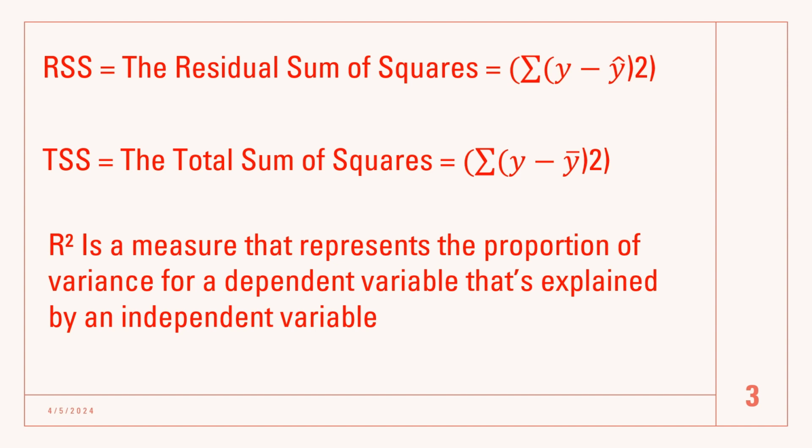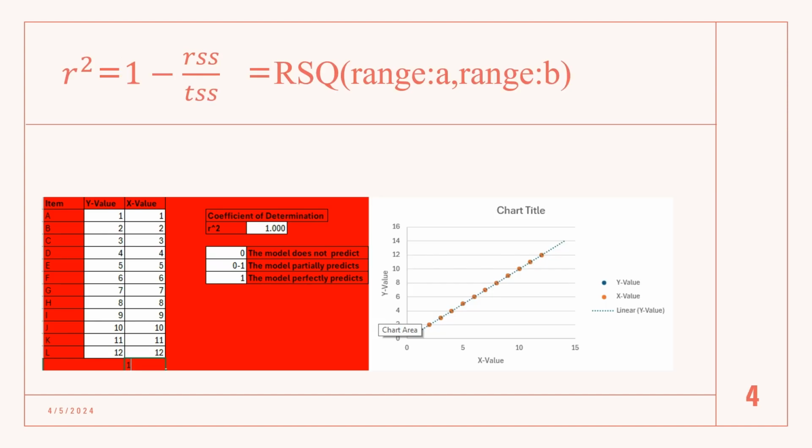And R squared, the value that is the coefficient of determination, what we're going to be looking at here, is a measure that represents the proportion of variance for a dependent variable that's explained by an independent variable. So the equation is R squared is equal to 1 minus RSS over TSS. However, for our purposes in Excel, we will use the R squared function that will take range A, which is the y value range we see here, and range B, which is the x value range that we see here. This is our R squared value.